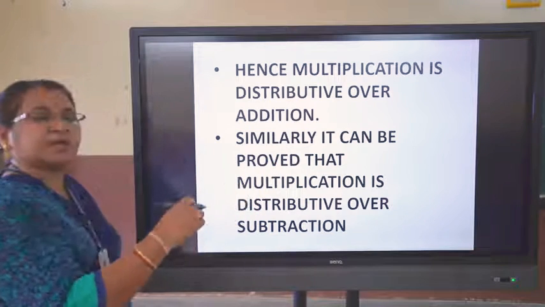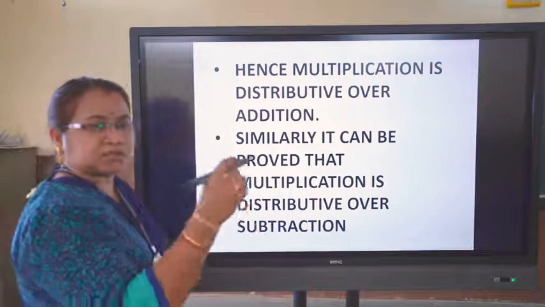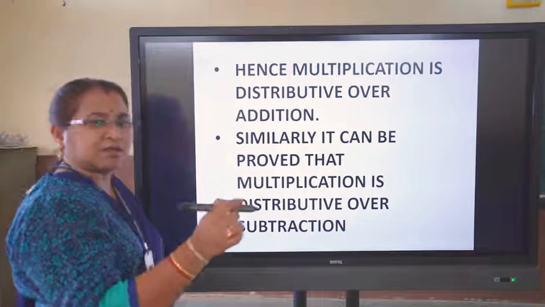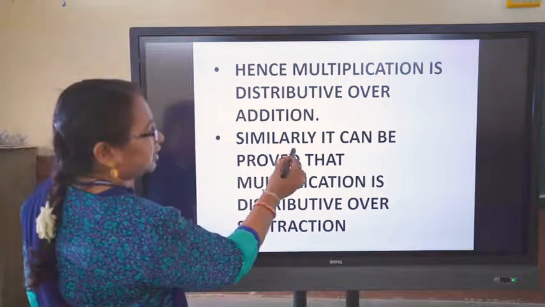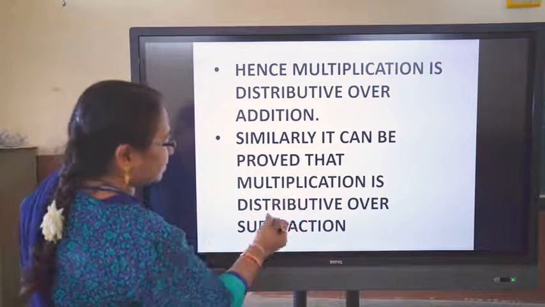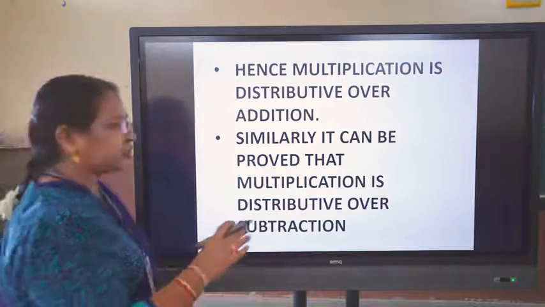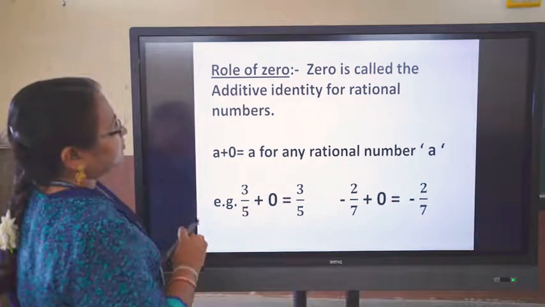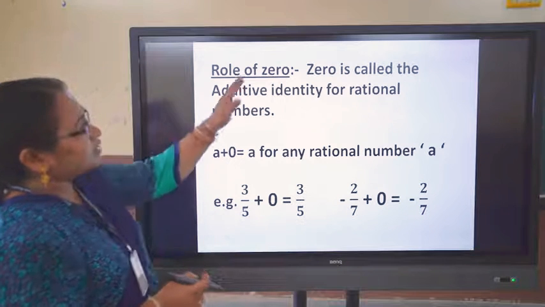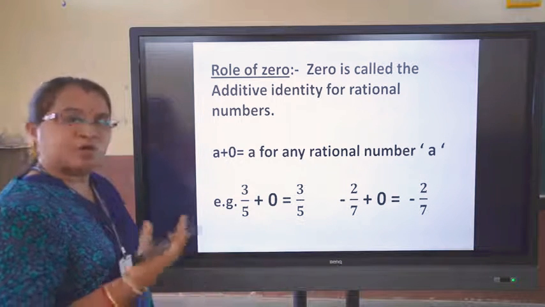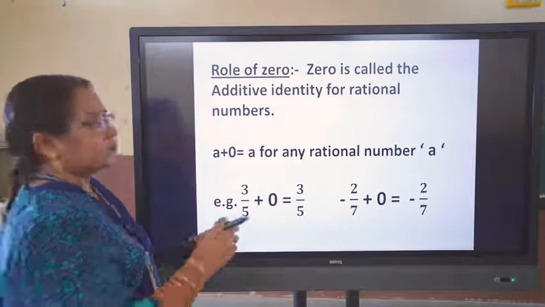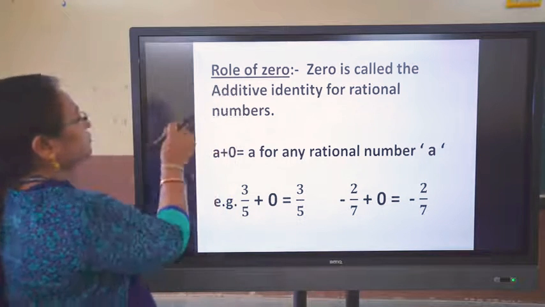Similarly, we can take the same example and just change the plus sign to minus, and then we can prove that multiplication is distributive over subtraction also. So this is our distributive property. Then next we will see the role of 0 and the role of 1 for rational numbers. So first let us take the role of 0.